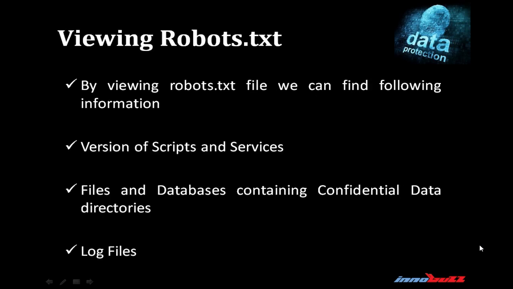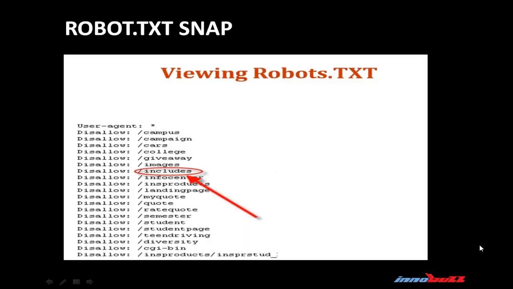We can also get information by viewing the robots.txt file. The type of information we collect from the robots.txt file is the version of scripts and services, files and databases containing confidential data, directories, and log files. This information can also be used by a hacker to plan their attack. In this example, you can see a snapshot of a robots.txt file and the information displayed by it. It can be beneficial if used in a proper way.